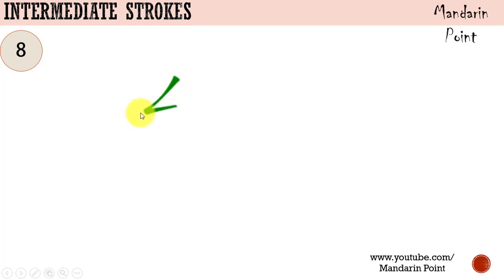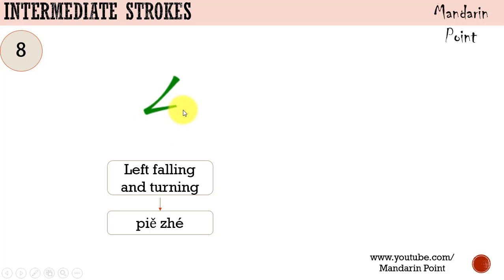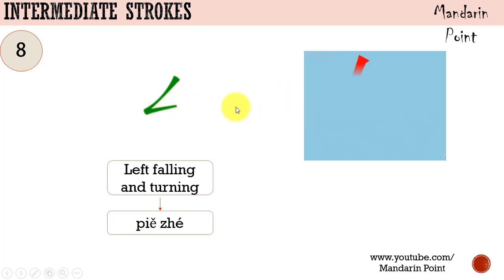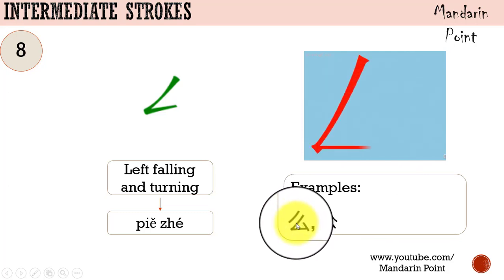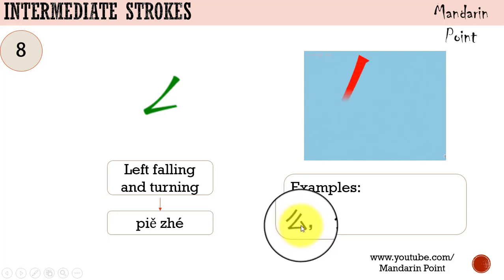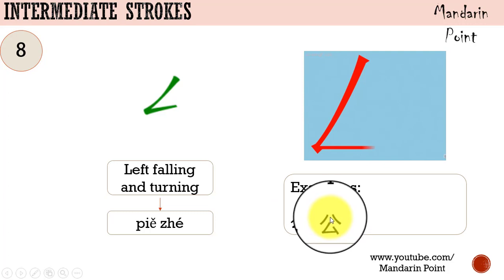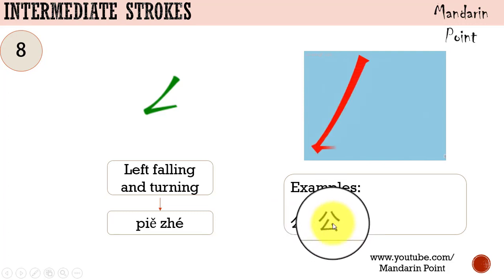It is left falling stroke with a right turn to it, sharp angle to it. So it is left falling and turning, so pie chu, pie is left falling, and this sharp turning is chu as usual. So it is written like this. First we are going to write pie and then chu. So this one is left falling, pie, this is pie chu, and this one is tien.